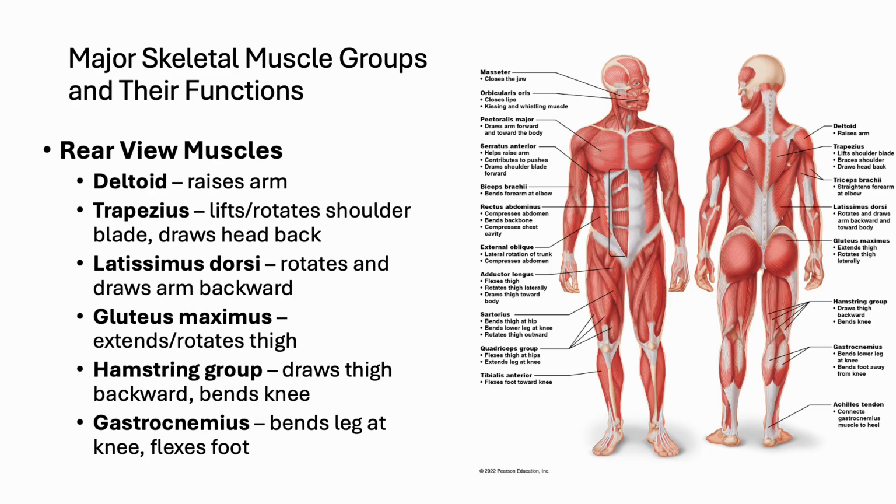From the rear view, the deltoid raises the arms, while the trapezius and latissimus dorsi stabilize and move the shoulders and back. The powerful gluteus maximus extends the thigh, and the hamstrings and gastrocnemius coordinate leg and knee movement for walking, running, and jumping. Together, these muscles create smooth, coordinated motion across the body.